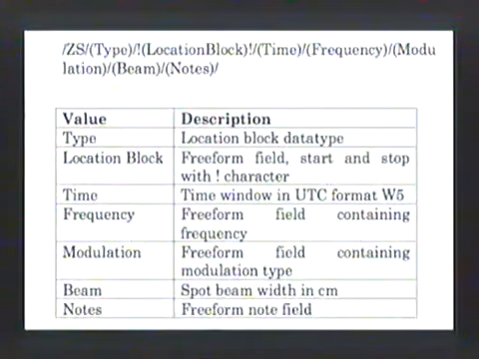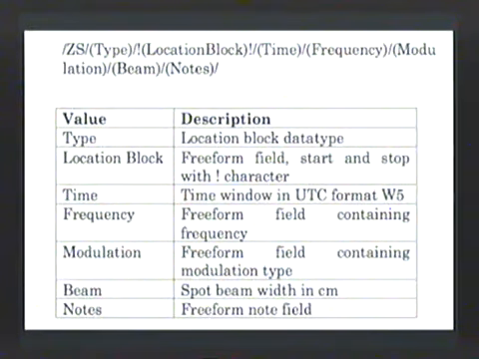First, you will need to receive and decode a Zeus spot beam response message to determine where, when, and how to receive a Zeus transmission. All Zeus spot beam messages start with a ZX header. The first value in the message is the location block type. This indicates what method was used to encode the location information. The next value contains a free-form field of the location information. The start and stop of this free-form value is indicated by the exclamation point.